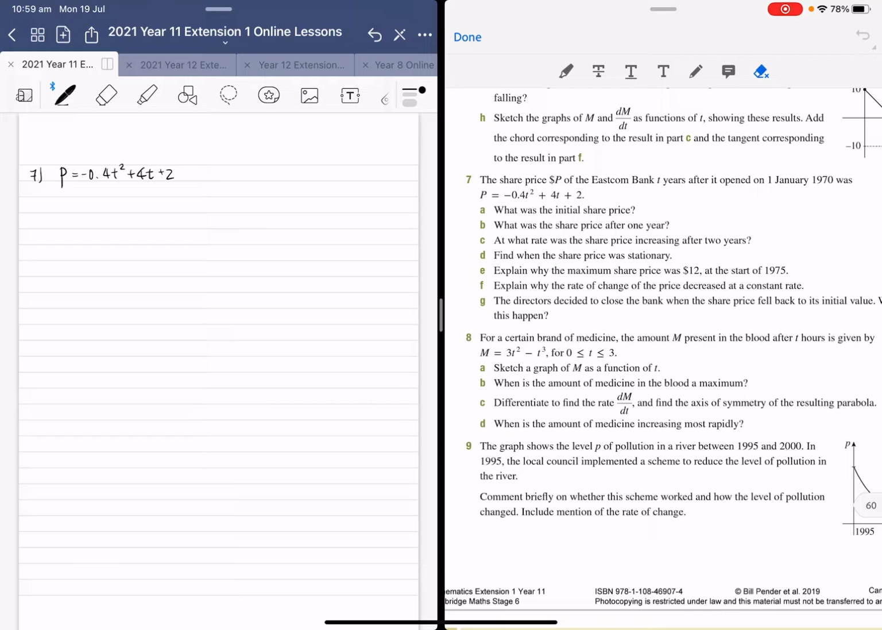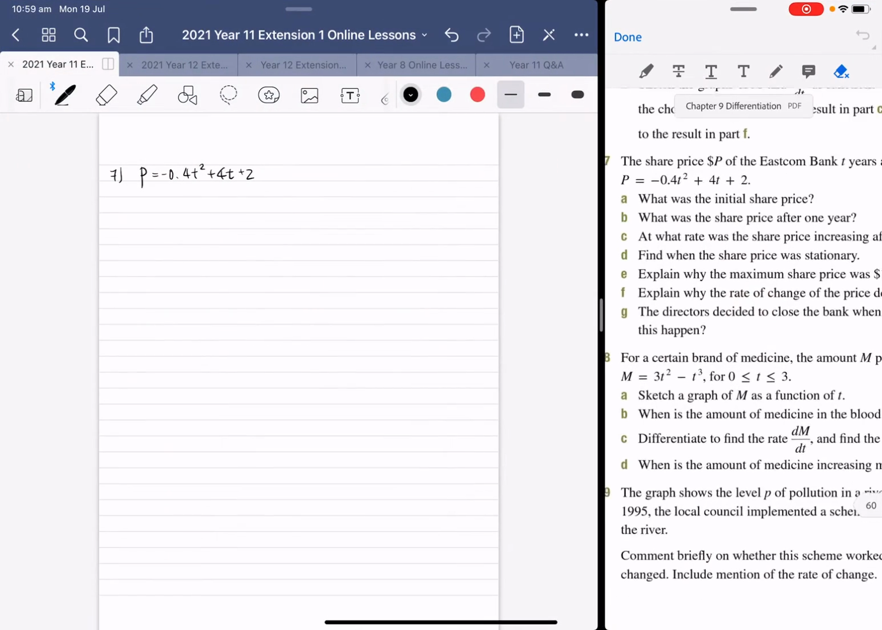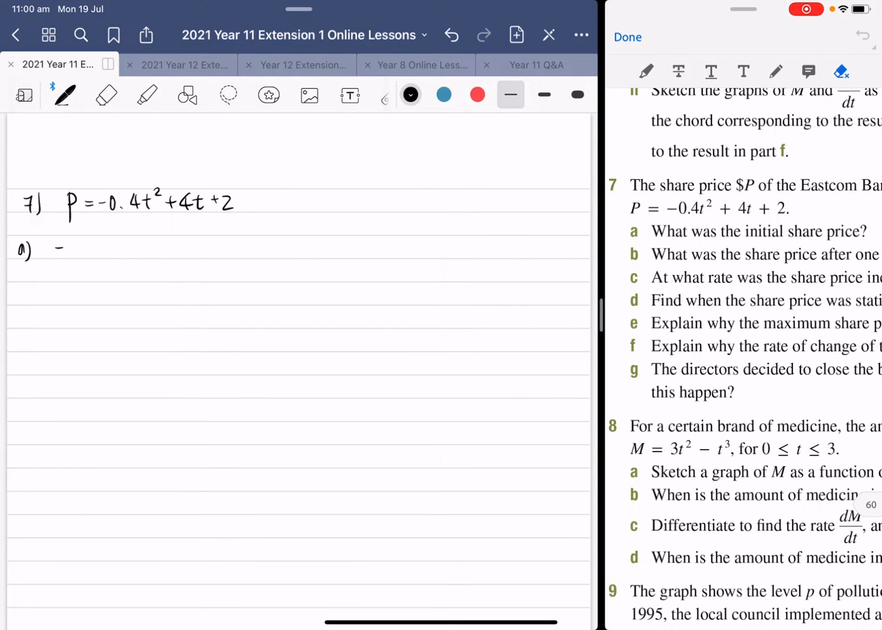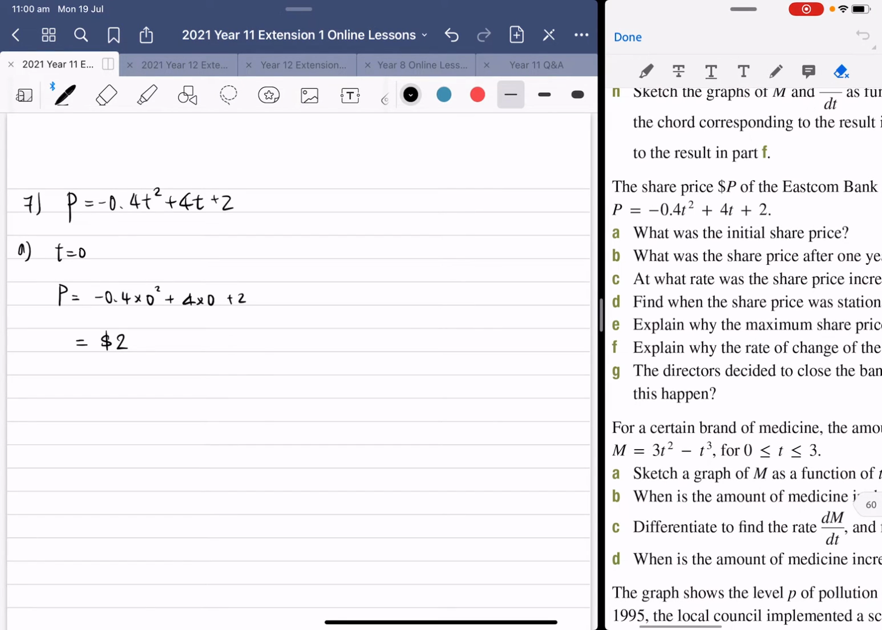What is the initial share price? Initial share price means t equals 0. So the price is going to be 0.4 times 0 squared plus 4 times 0 plus 2. So therefore, the share price is $2. That's the initial share price.